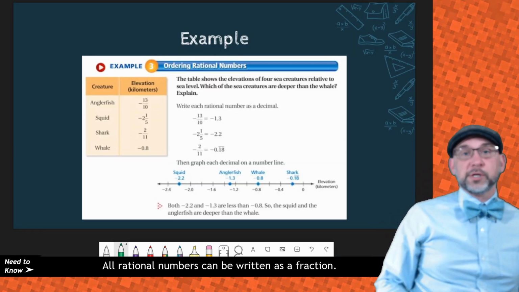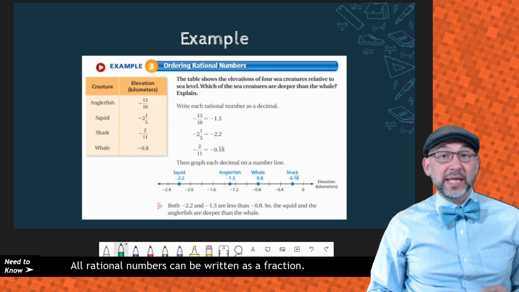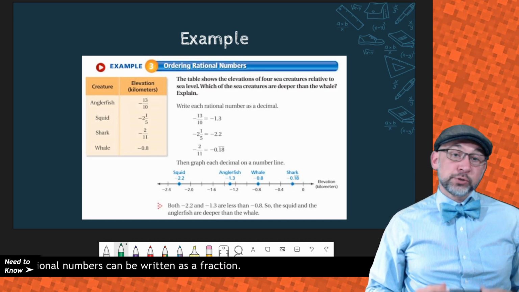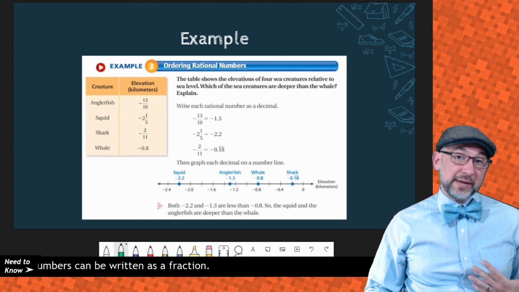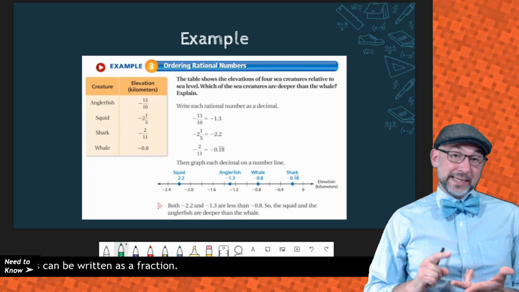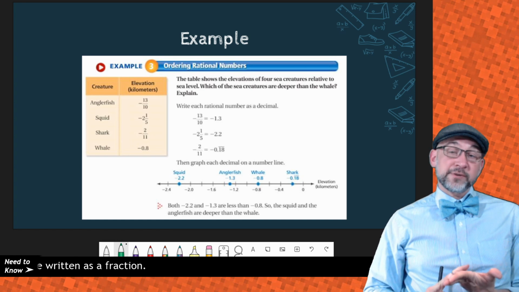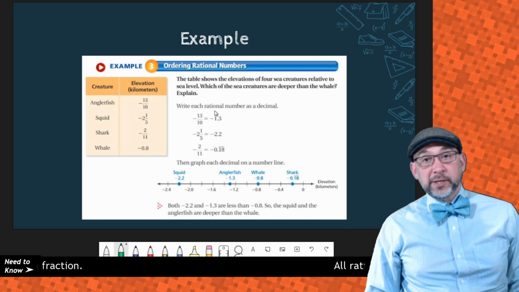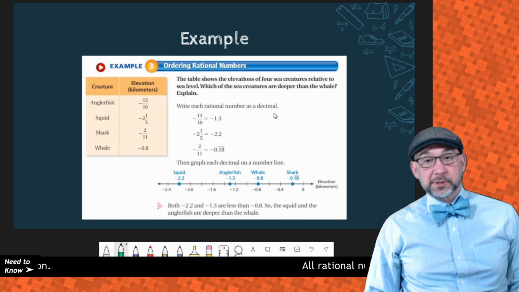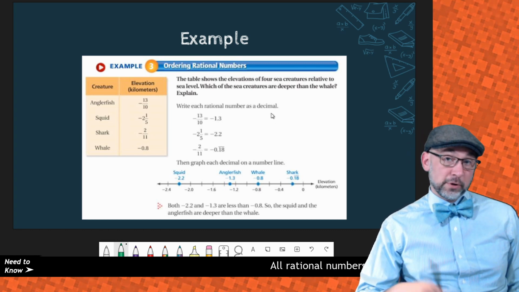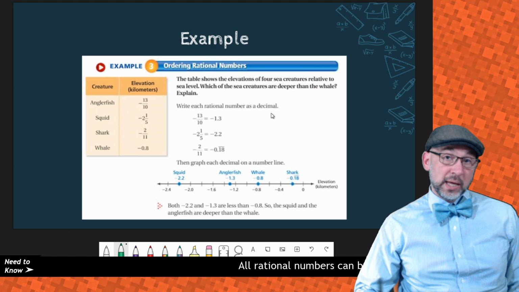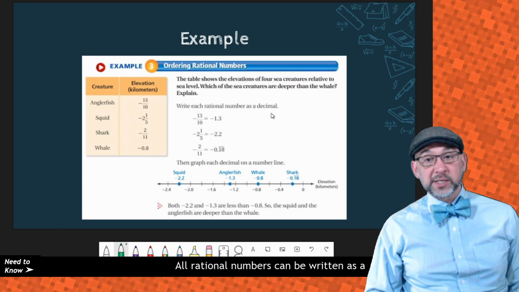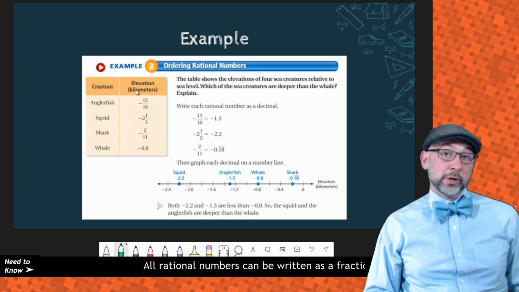All right, so the trickiest thing we're going to do in 2.1 is ordering these rational numbers on a number line. And it's tricky because you're going to be given a variety of numbers, fractions and decimals, and you're going to have to convert some of them. The easiest way to do these is to convert all the numbers to decimals, but I'm going to teach you both ways. How to convert all of them to fractions and put them in order, and also how to convert all of them to decimals and put them in order.